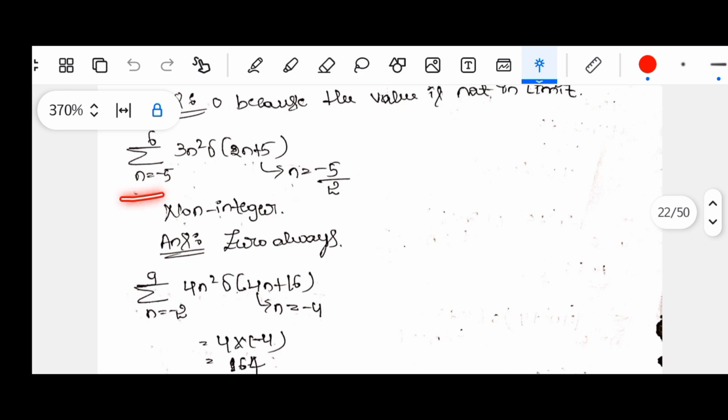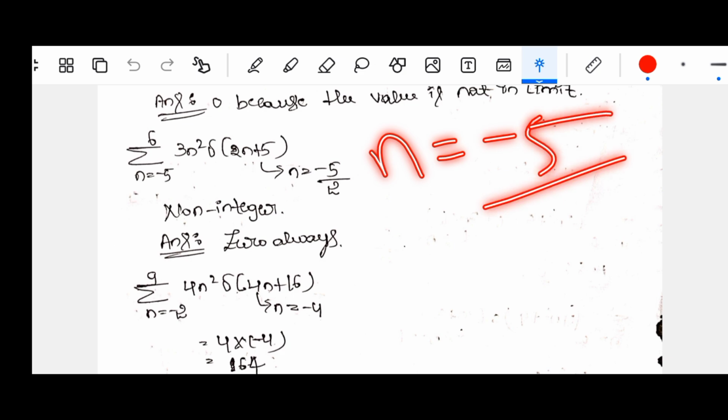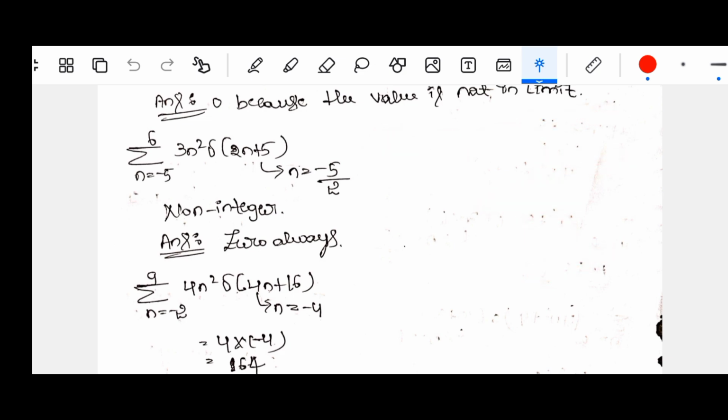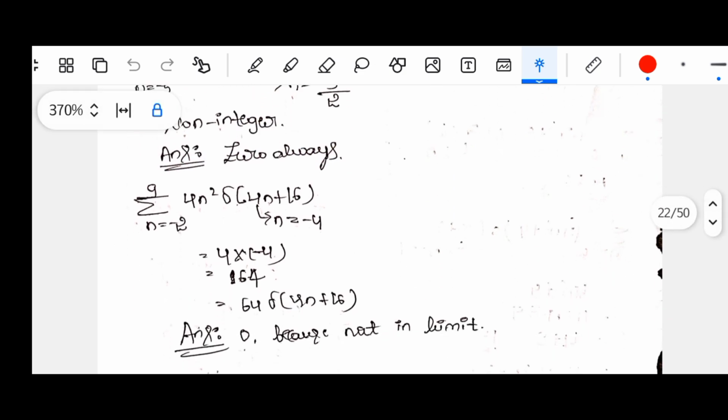Next, summation of minus 5 to 6, 3n square delta of 2n plus 5. So the location will be n is equal to minus 5 by 2. So here n is equal to minus 5 by 2, which is a non-integer number. Therefore, the answer will be 0.